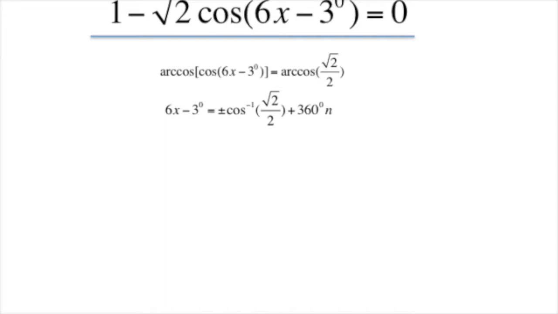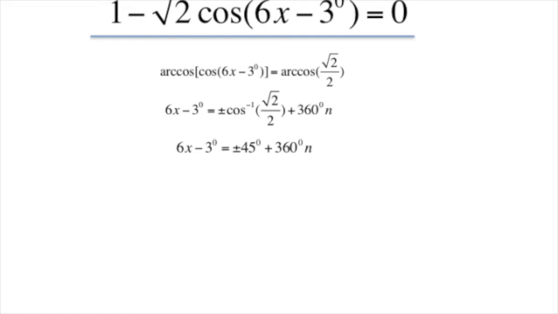So trying to find the inverse cosine of the square root of 2 over 2 means that we are asking the question, what angle has a cosine of square root of 2 over 2? And the answer to that is 45 degrees. That is the answer that your calculator will give. It's the answer to the question of inverse cosine, but it's only one of the many angles that have that as a cosine. And that's why we have to say plus or minus 45 degrees plus 360 degrees n.